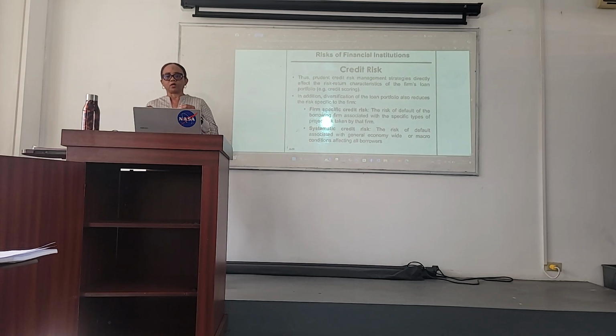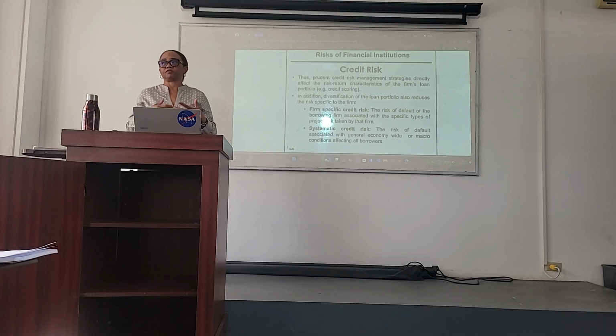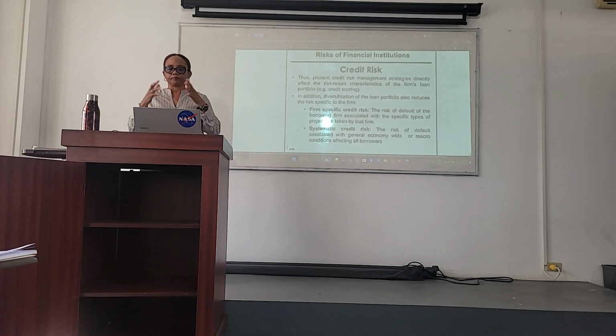And you have what we call systematic credit risk. The systematic credit risk, and systematic risk in general, even if we're talking about securities, financial assets, comes from the risk of default that's related to what's happening in the economy. So if the economy is doing poorly, the risk of default is going to increase. So that's called systematic credit risk.